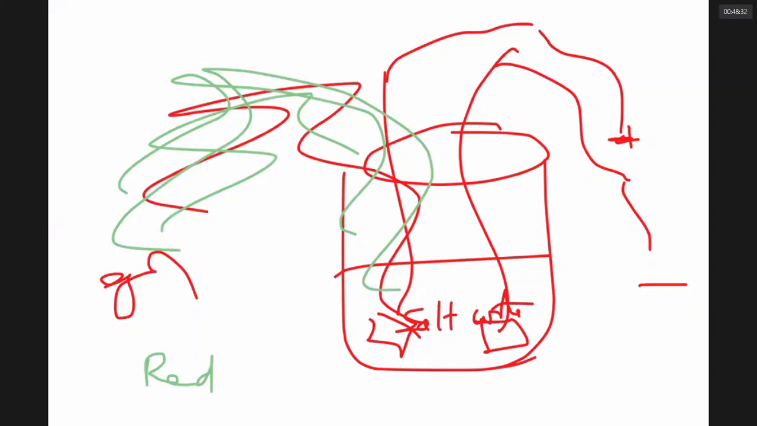And from the other electrode, I am getting a gas, which is colorless. I am seeing bubbles. The gas which is coming at that other electrode is hydrogen gas.